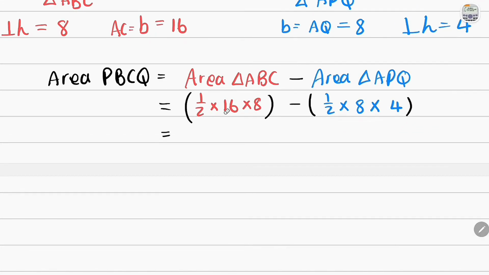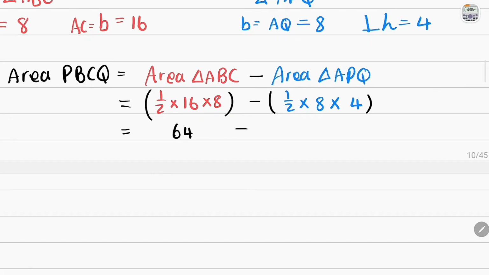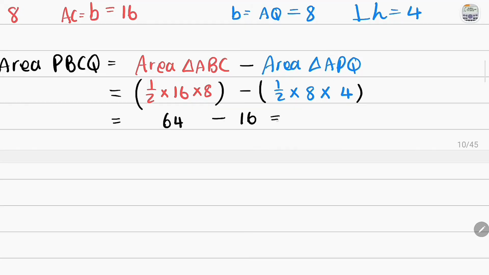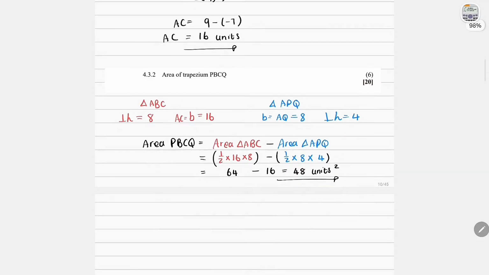So this area will give us half of 16 is 8, and then 8 times 8 is 64. And then we have minus 16, these are in squared units. And then it just is equal to 48. So this is 48 units squared. And that is our answer. And that is it for question 4.